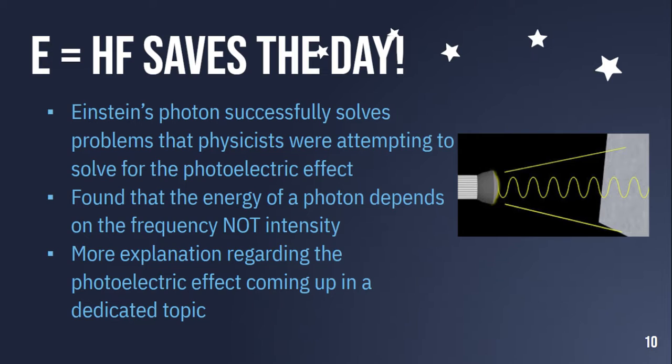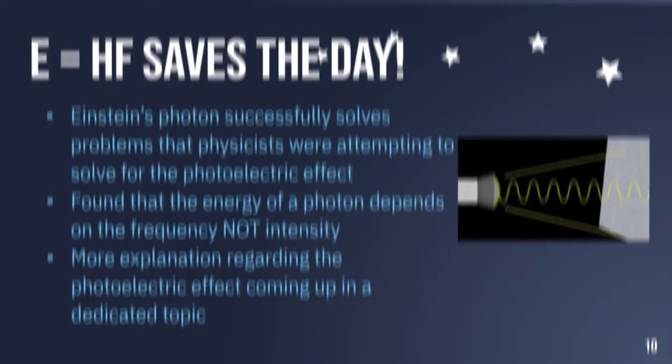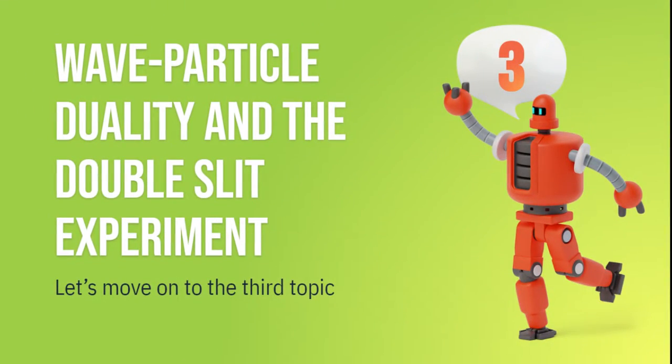Einstein also theorized that when a photon falls on a piece of metal, all of the energy of the photon is transferred to the electron. Some of the energy is then used to remove the electron from the metal, and the rest of the energy is given to the ejected electron as kinetic energy. But don't worry, there's a dedicated topic about the photoelectric effect coming up. Don't miss it. Now let's move on to the third topic of the day, wave-particle duality and the double-slit experiment.